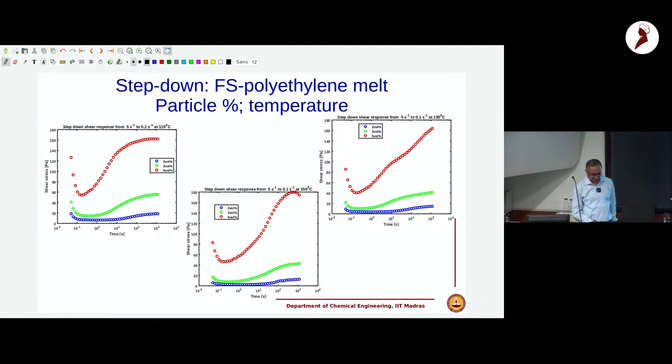And we did a fair amount of systematic work in terms of changing the particle percentage. You can change the temperature in this case because it's a melt, and you can do experiments at 120, and you can do it at different particle percentages. And we see largely the expected effect that when you increase the particle percentage, you see more structural breakdown in the system and so on.